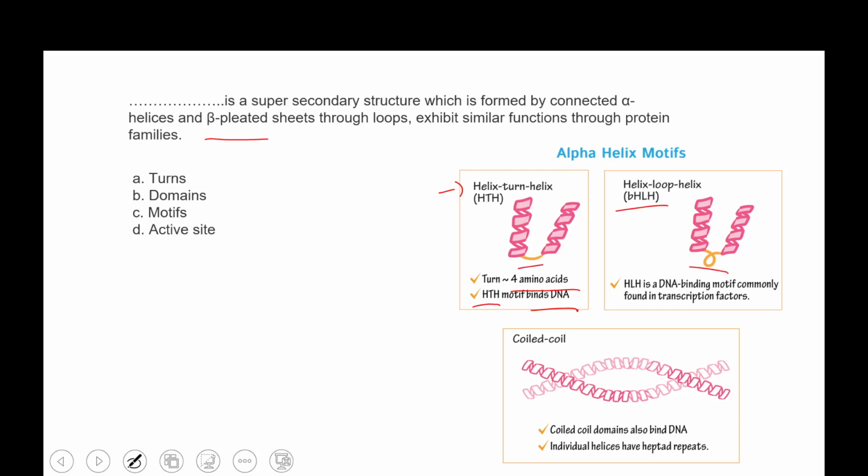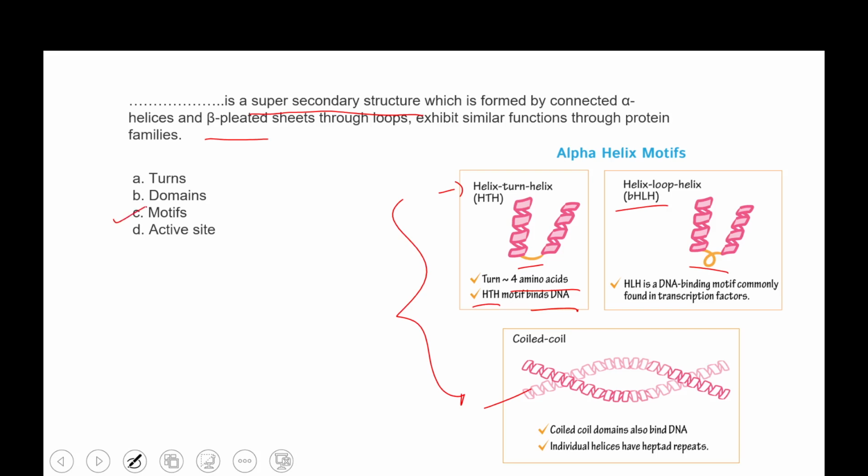is a DNA binding motif, and then coiled coil. So these are different types of motifs. If it is a super secondary structure connected by alpha helices and beta pleated sheets through loops and turns, it is nothing but a motif, right?